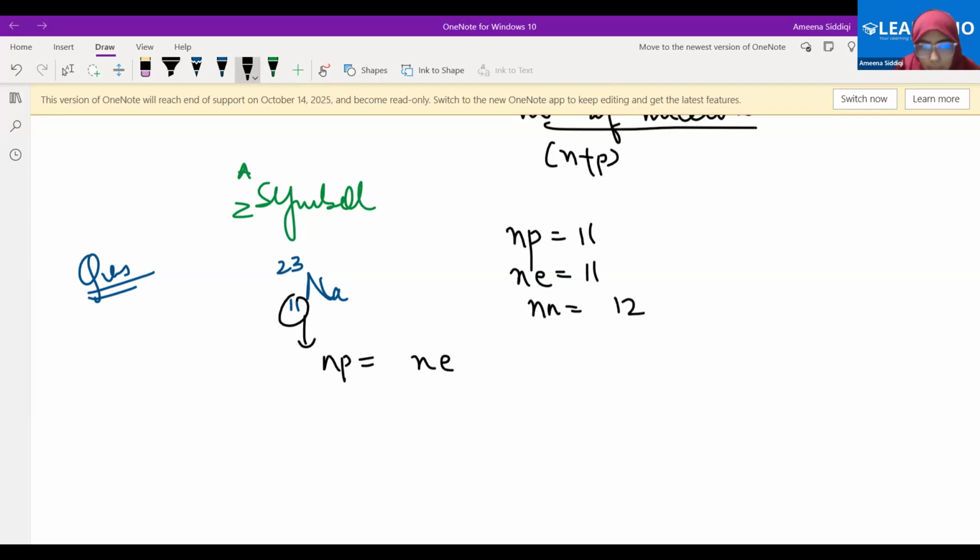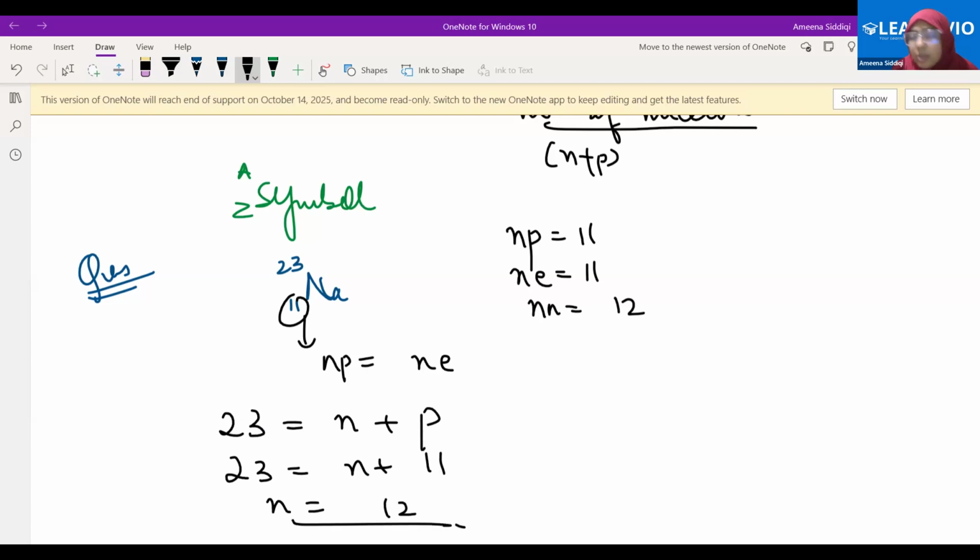Now come on to the 23. What is this 23? This is the mass number. And what does this indicate? The neutrons plus protons. What is the number of neutrons here? The number of protons is 11. Therefore, neutrons will be 12. Okay, good, well done.